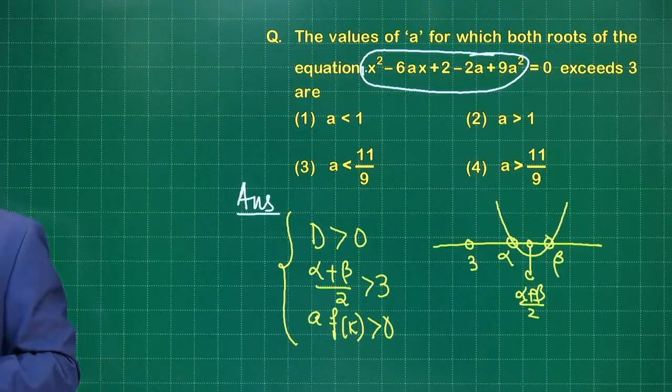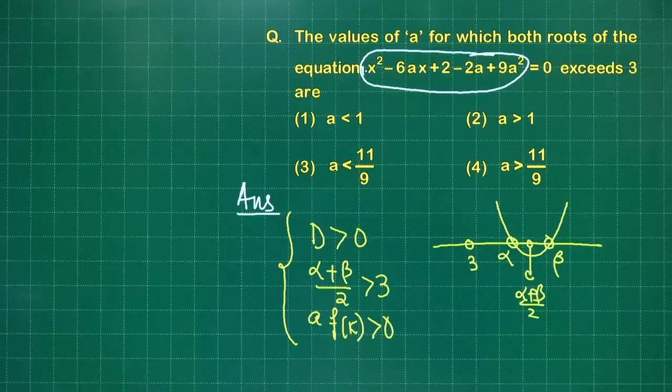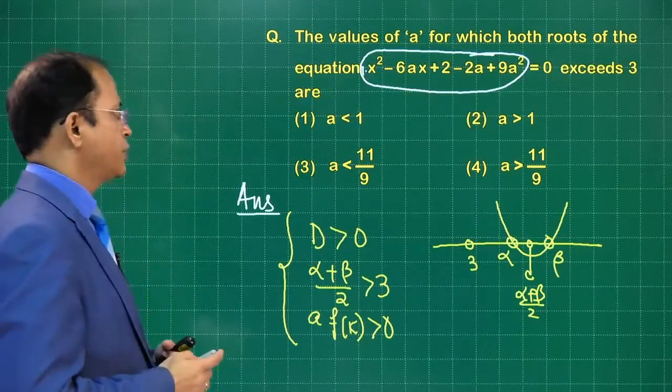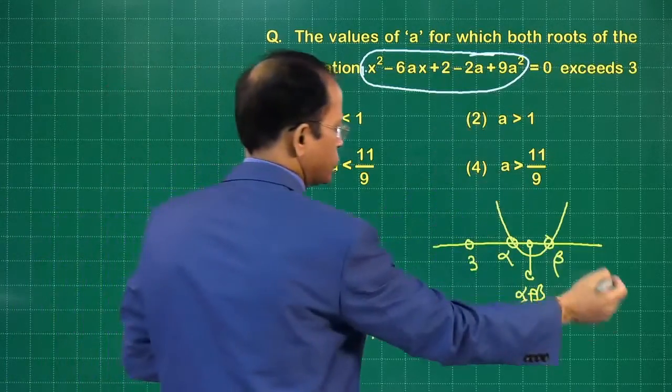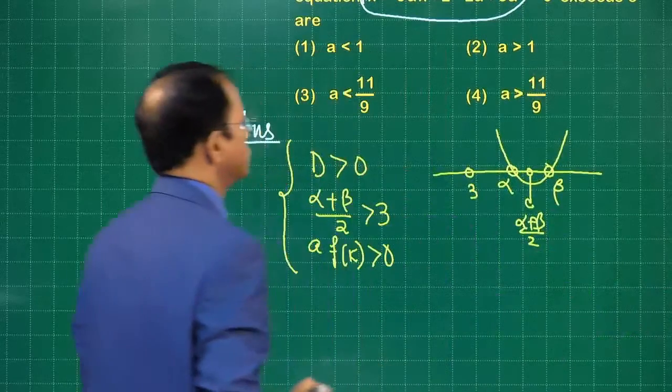Is this fine? Till now it is okay, everyone? So we can see here a less than 1, a greater than 1. So what we can do, we can use the conditions. I just want you people to do it, right?